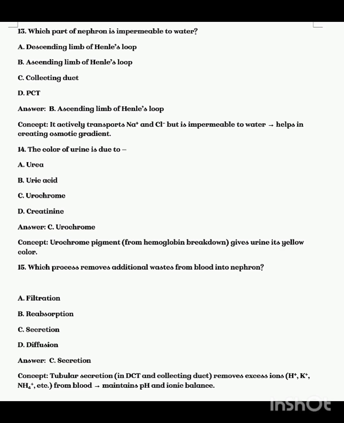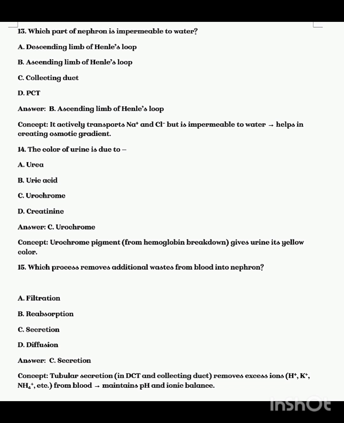13. Which part of the nephron is impermeable to water? A. Descending limb of Henle's loop, B. Ascending limb of Henle's loop, C. Collecting duct, D. PCT. Answer B. Ascending limb of Henle's loop. Concept: it actively transports Na+ and Cl-, but is impermeable to water. Helps in creating an osmotic gradient.